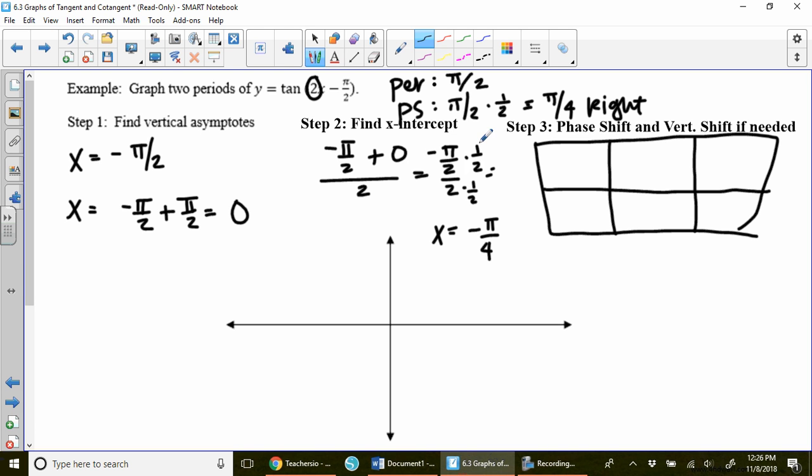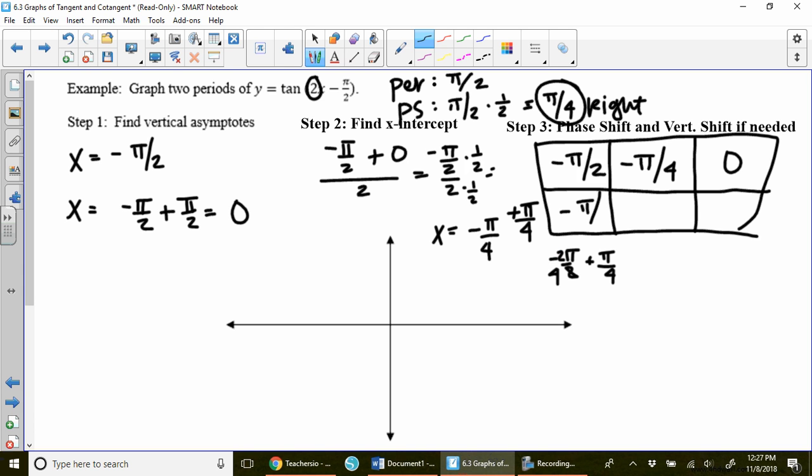My 3 x values right now are negative pi over 2, then your intercept, negative pi over 4, and then 0. And I'm shifting all of these pi over 4 to the right. So I want to add pi over 4 to them. So if I add pi over 4 to negative pi over 2, this is 2 over 4, so that's going to give me negative 1/4. This one's easy. If I add pi over 4, I'm going to get 0. This one's easy. If I add pi over 4, I'm going to get pi over 4. So these are our new, our final x values.